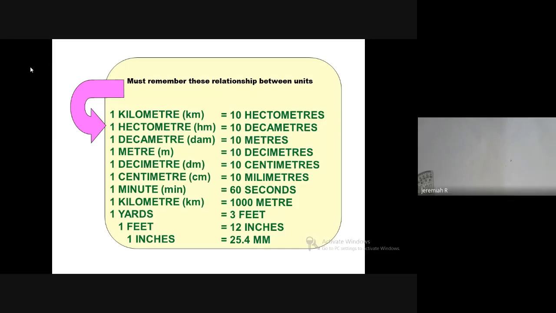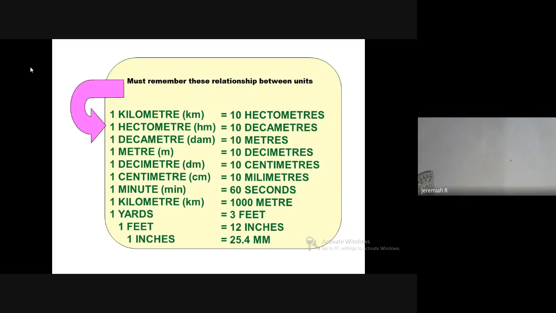1 minute is 60 seconds. 1 hour is 60 minutes. 1 kilometer is 1000 meter. There are also some British units, and some questions are asked like this also. 1 yard is 3 feet. 1 foot is 12 inches. 1 inch is 25.4 mm.